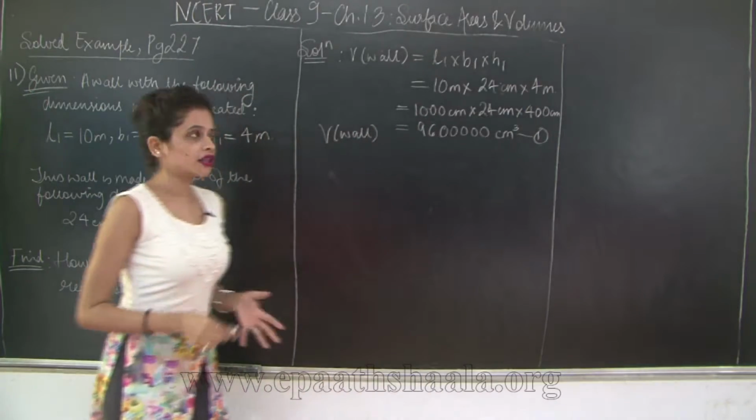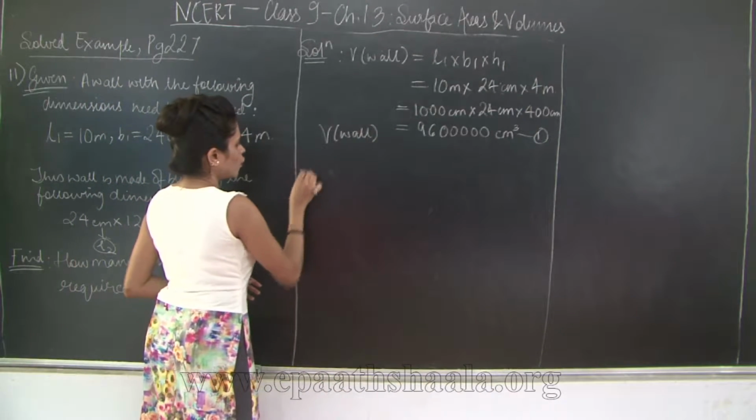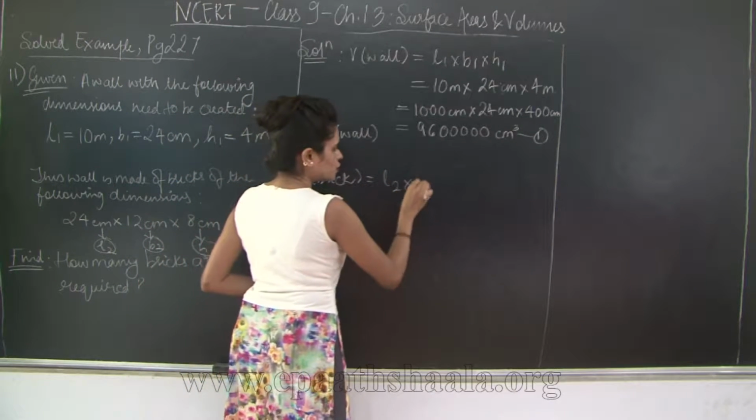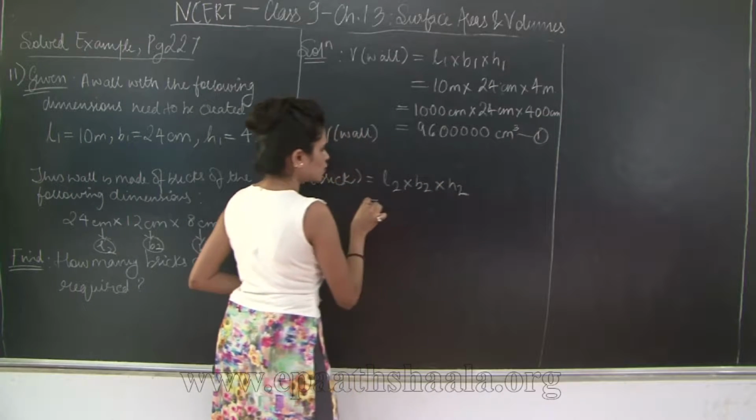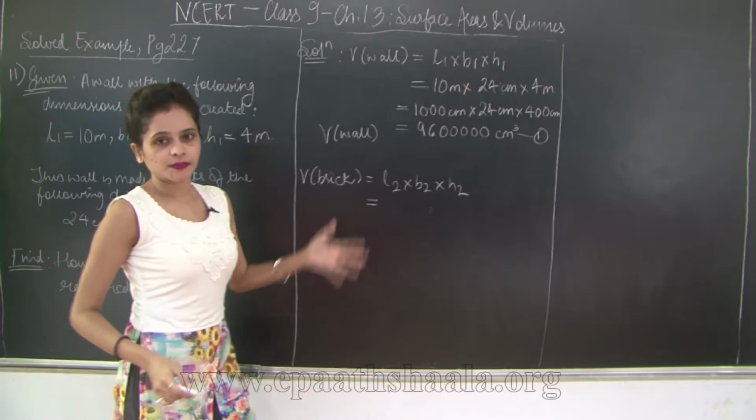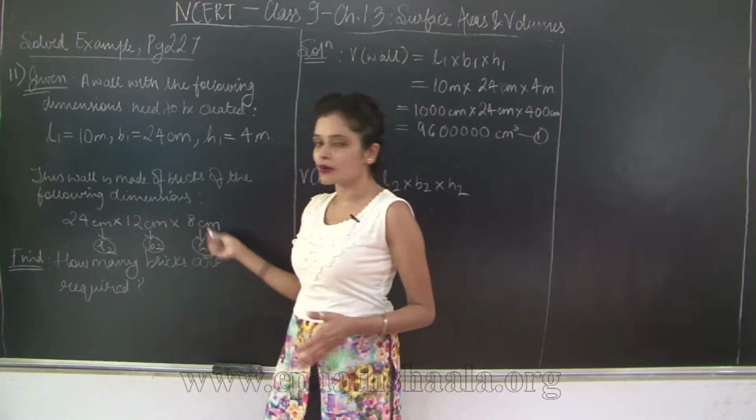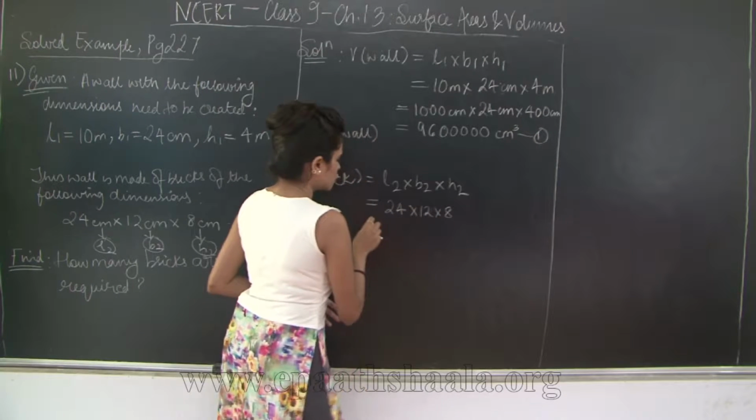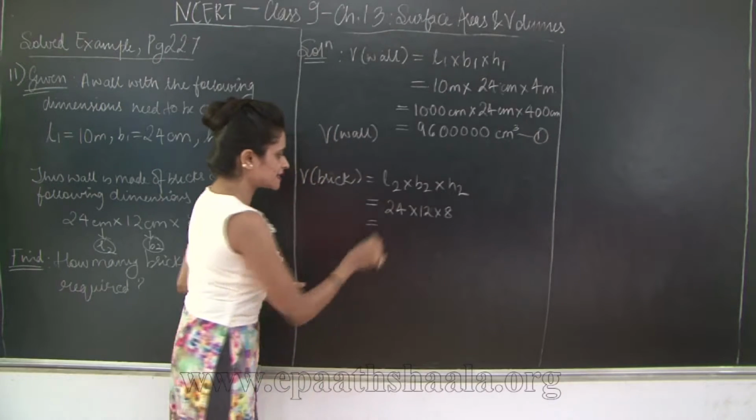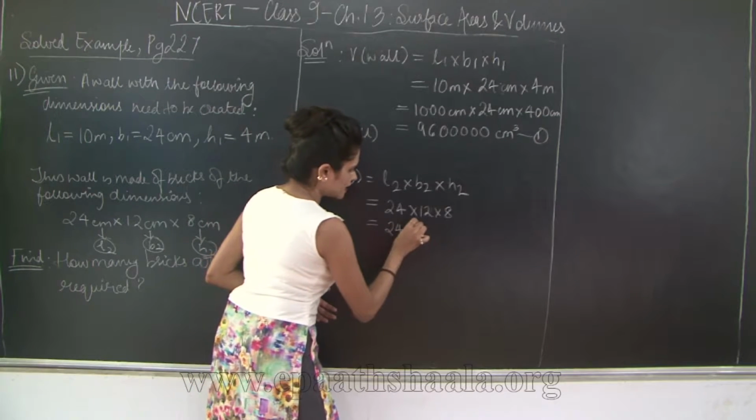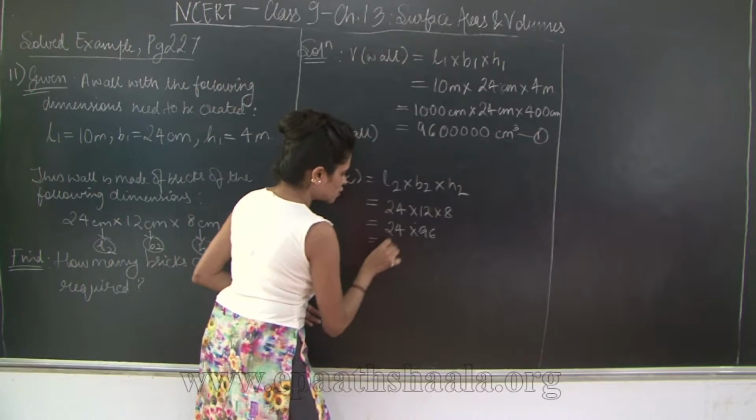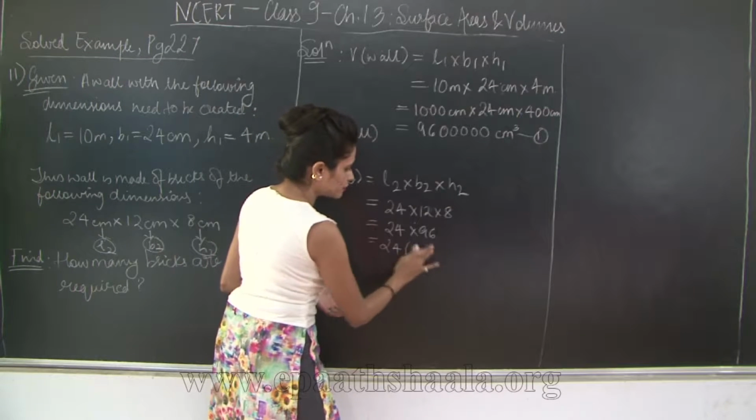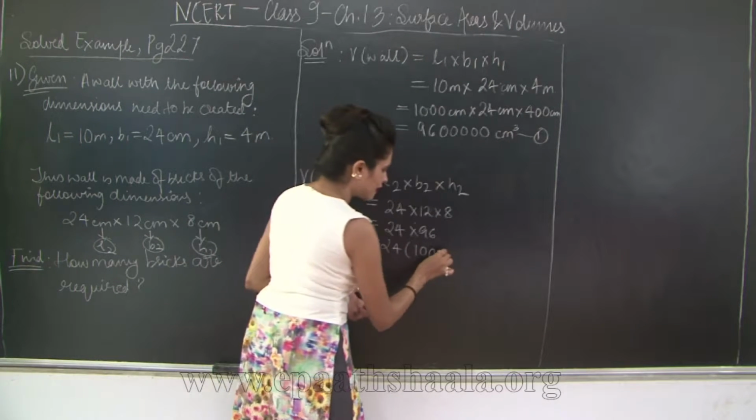Now let's go ahead and find the volume of a single brick. So volume of brick is going to be L2 into B2 into H2, where L2, B2, H2 are the length, breadth and height of the brick respectively, right? So this is going to be 24 into 12 into 8. 12 8s are 96. So 24 into 96, which can be further written as 24 into 90 plus 6, or you can even write it as 100 minus 4, right? Because 96 is 100 minus 4.